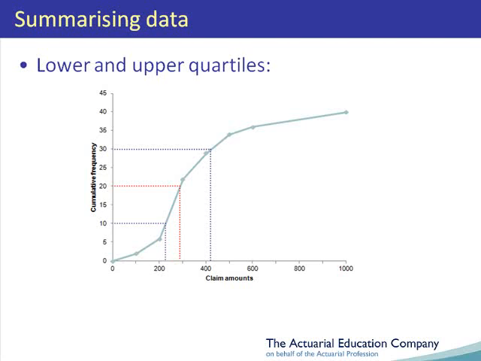Similarly, the upper quartile is the point 3/4 of the way along the distribution. If we draw a line across from 3/4 of the way up the distribution and see where this line cuts the cumulative frequency curve, we obtain a value of about 420. This is the upper quartile of the distribution.